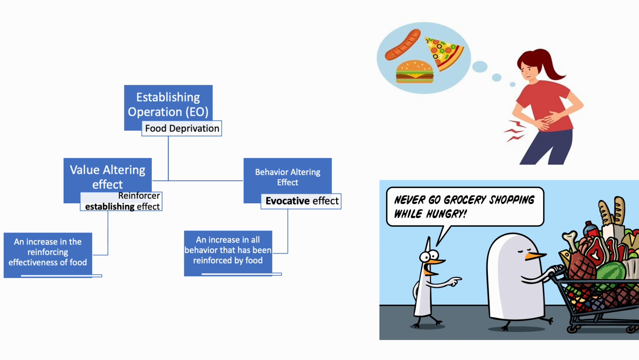Okay? And then I have a funny little image here for you guys, which says, never go grocery shopping while you're hungry. And the reason that people suggest this is because if you go grocery shopping when you're hungry, you have this EO that's in place. And because this EO is in place, that increases the value of food, which means that you're going to engage in behavior. This will evoke behavior that will result in you getting food. Okay, so it's going to increase all behavior that has been reinforced by food. So you're going to purchase more food than you normally would if you had eaten food prior to going grocery shopping.